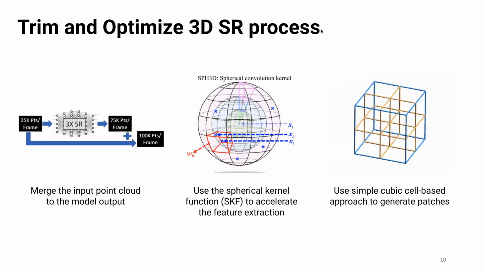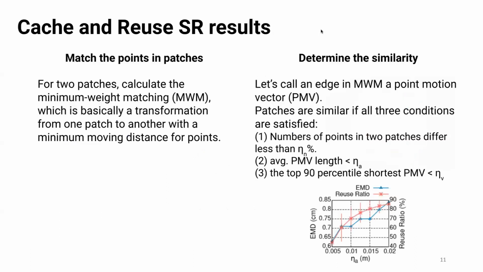However, by using the simple cubic cell-based approach, they can accelerate the process by not doing the KNN and downsampling, and also they do not have to do the post-processing. Okay. And then they cache and reuse the SR results.